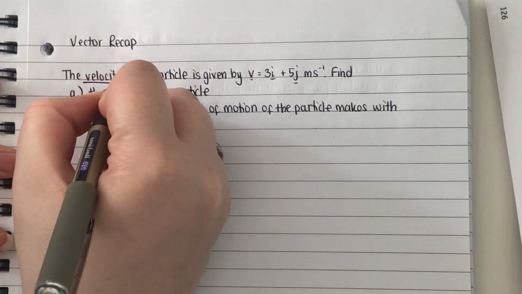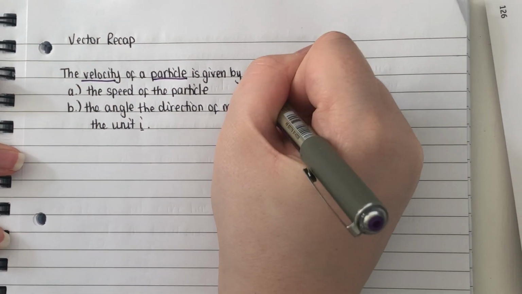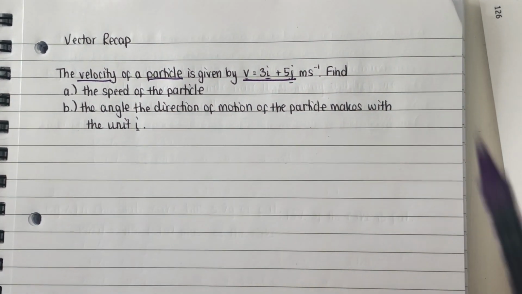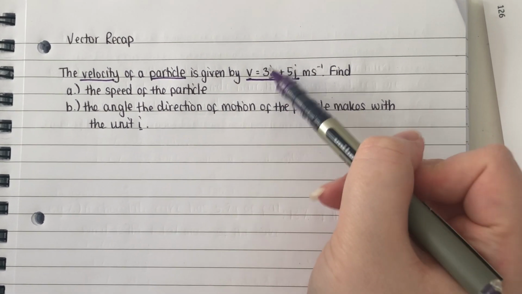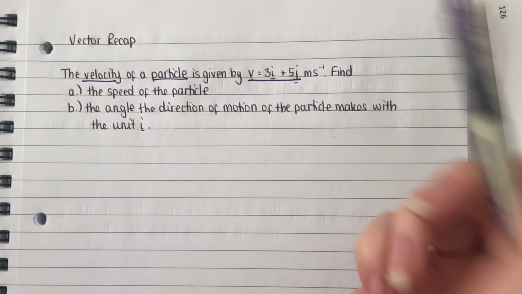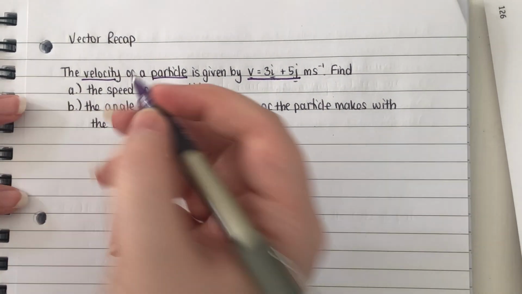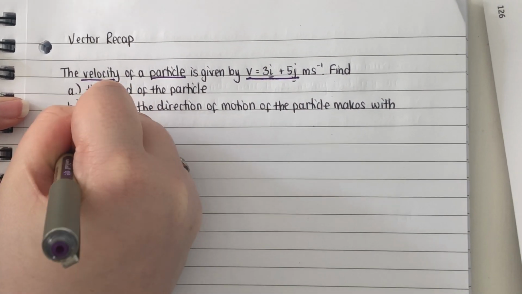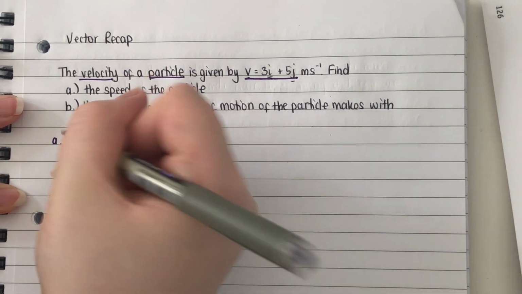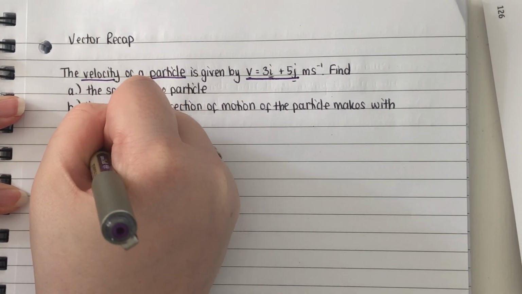So we're told that the velocity of a particle is given with this vector here. Now in a question these will be put in bold, but obviously I can't write in bold, so they do sometimes put little lines underneath instead. So we need to find the speed of it. Now to find the speed, all we do is find the magnitude.